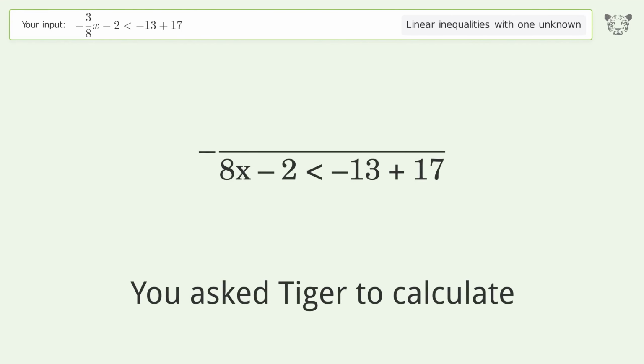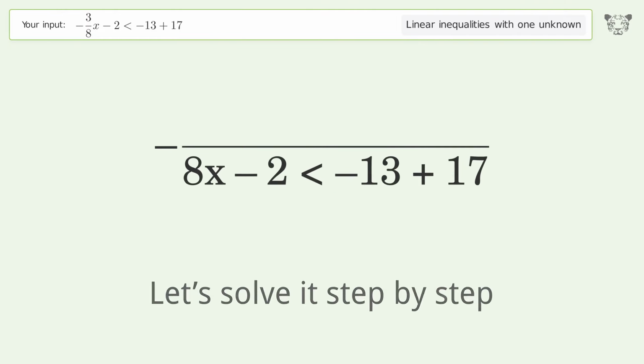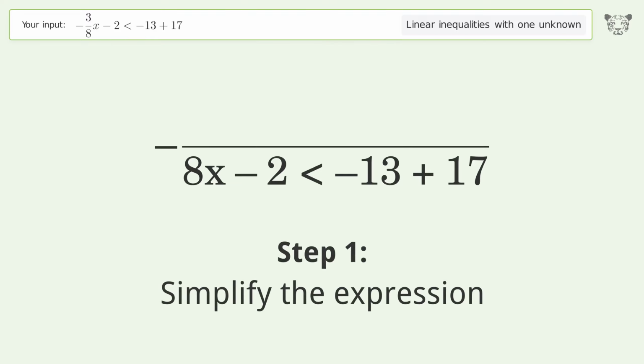You ask Tiger to calculate. This deals with linear inequalities with one unknown. The final result is x greater than -16. Let's solve it step by step. Simplify the expression.